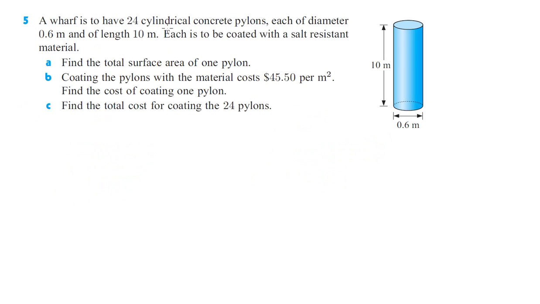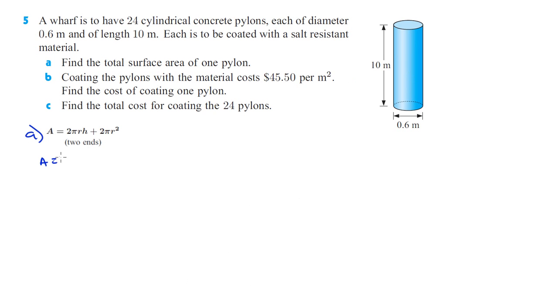A wharf is to have 24 cylindrical concrete pylons, each of diameter 0.6 meters and length 10 meters, each to be coated with a salt-resistant material. Find the total surface area of one of the pylons. So we need to find our surface area of a cylinder. So here's our surface area formula.